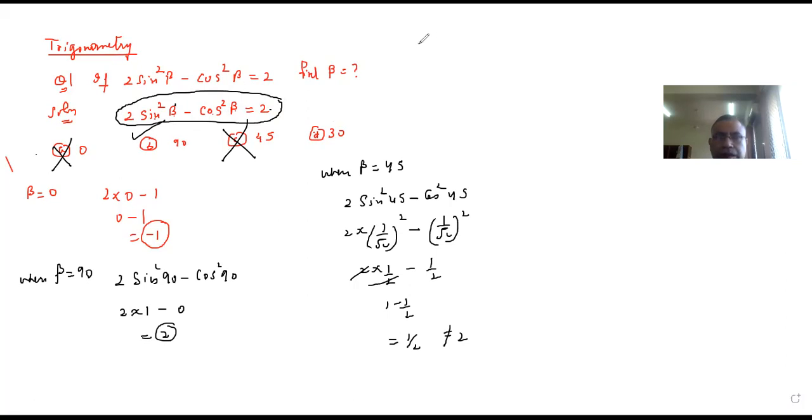Question number 2. There is a triangle ABC right angled at B. If tan A is equal to under root 3, which is equal to perpendicular over base, P over B.